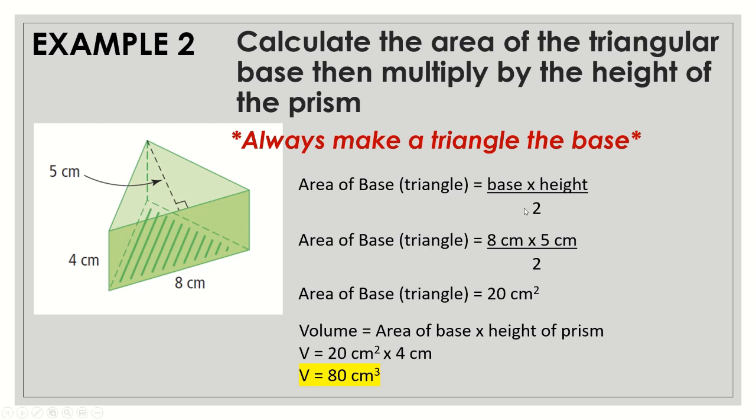All right, so finding the area of the base of this triangle, the base is 8 centimeters, and the height is 5. We multiply those and divide by 2, and we get 20 centimeters squared for the area of the base. We then need to multiply that by the height of the prism, which in this case is 4. So 20 centimeters squared multiplied by 4 centimeters is 80 centimeters cubed.